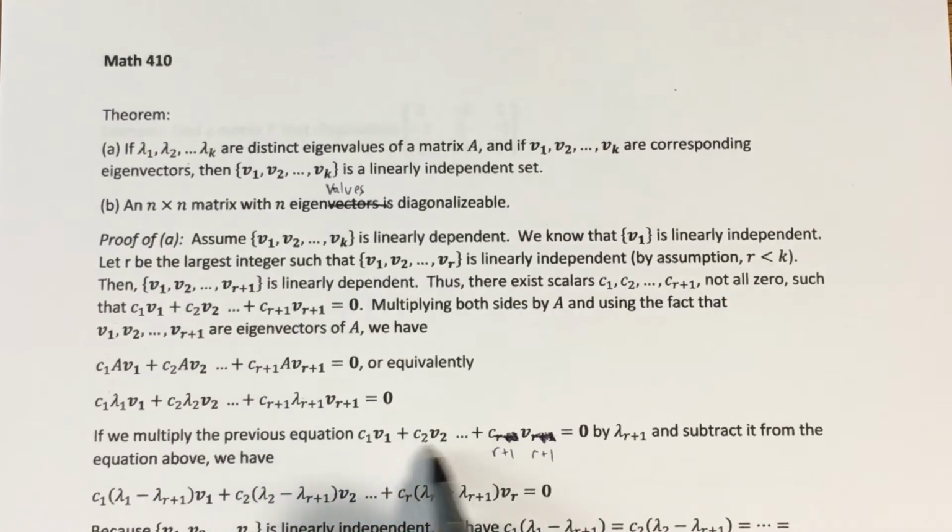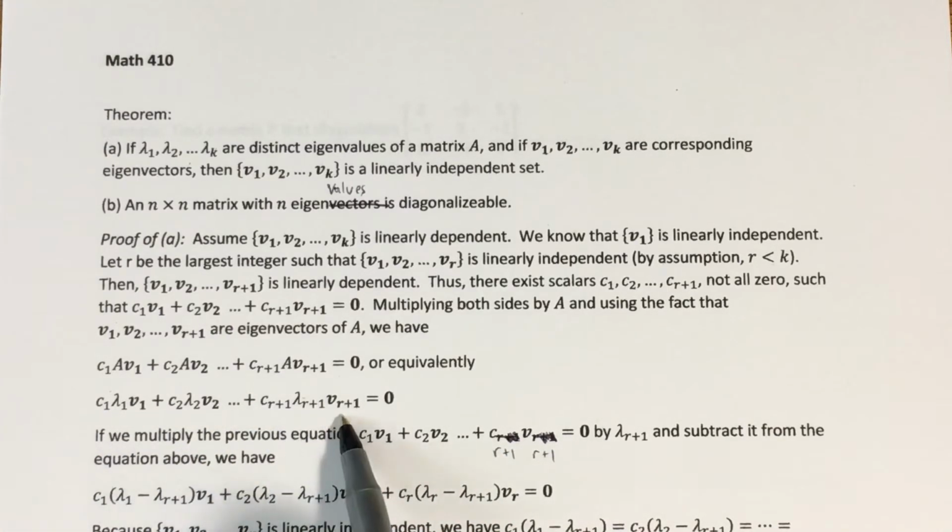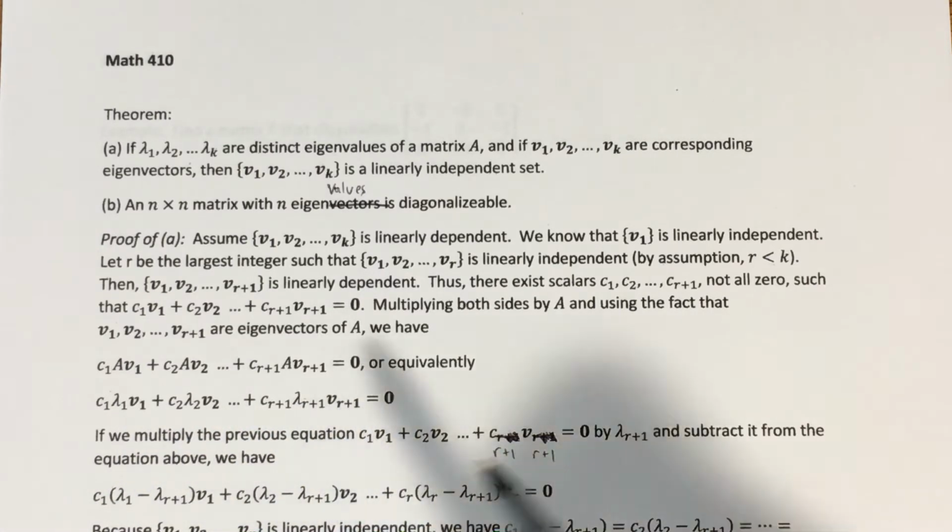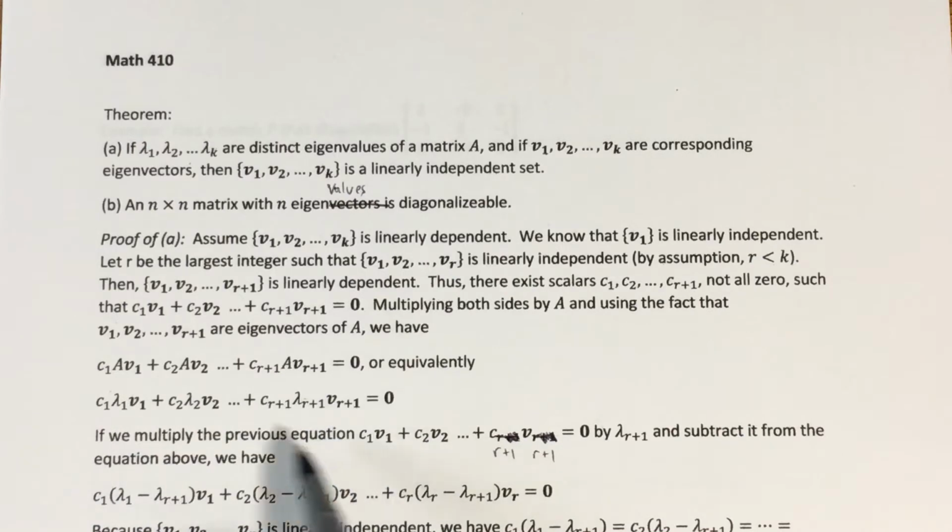Okay, if we multiply this equation, this guy right here, by lambda r plus 1, so that each term gains a factor of lambda r plus 1, and then we subtract that from this equation right here. Notice we have r plus 1 terms in each linear combination, and they match up, v1 with v1, v2 with v2. So we're basically just subtracting the scalars. You would get this. Notice that the terms now look like c1 times lambda 1 minus lambda r plus 1, plus c2 times lambda 2 minus lambda r plus 1.